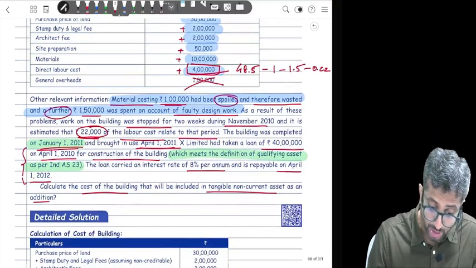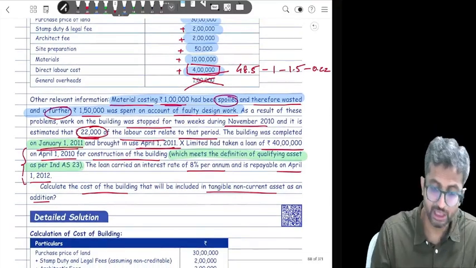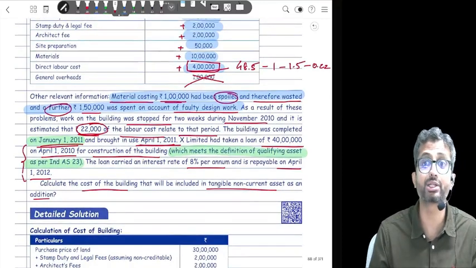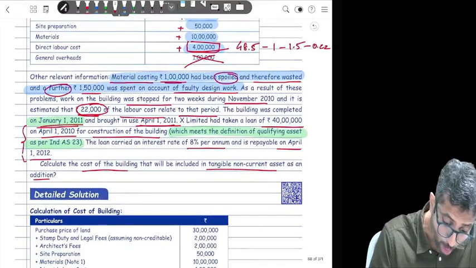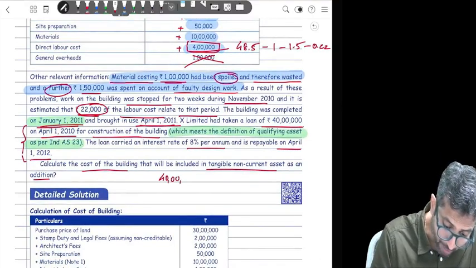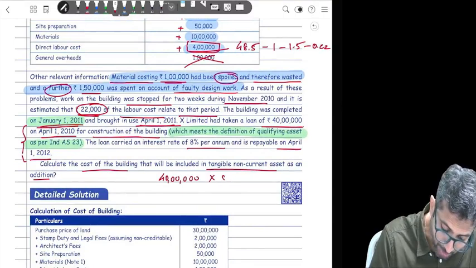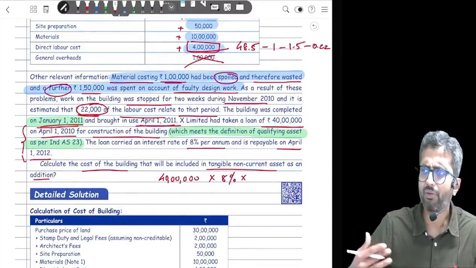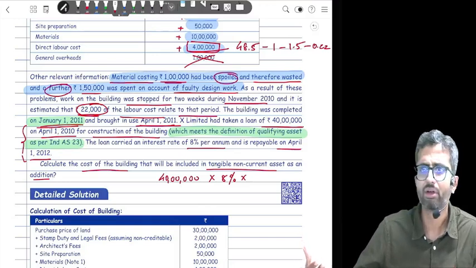Okay, and now comes the last part, which is loan. You have taken a loan and the question tells you that the asset meets the definition of qualifying asset, which means the borrowing cost should be capitalized or not? Capitalized. How much borrowing cost? 40 lakh of loan into 8%. For how many months? But why not the last 3 months?